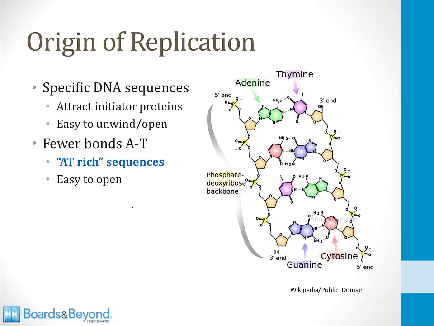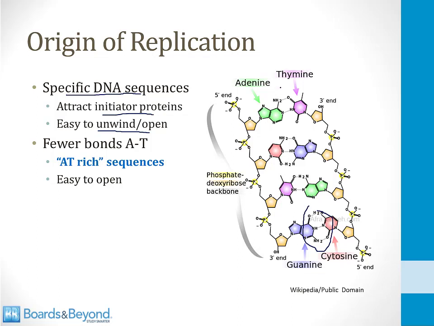Let's talk a little bit more about the origin of replication. These origins of replication occur at specific DNA sequences that are able to attract DNA replication initiator proteins and that are also easy to unwind and open. If you look over at this drawing of DNA on the right, you'll notice that there are three bonds between guanine and cytosine bases.